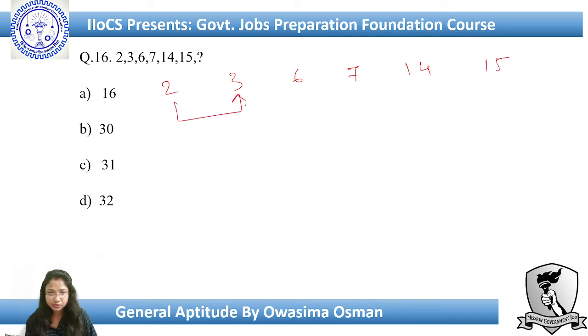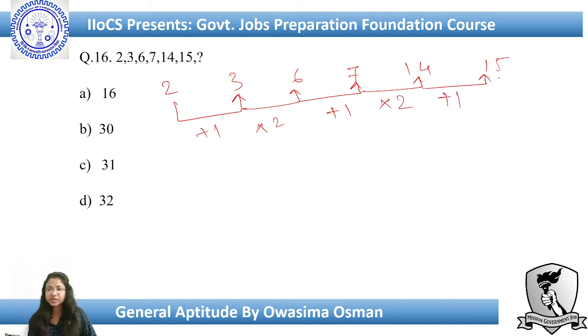If we do 2 plus 1 we will get 3. If we do 3 into 2 we will get 6. If we do 6 plus 1 we will get 7. If we do 7 into 2 we will get 14. If we do 14 plus 1 we will get 15.